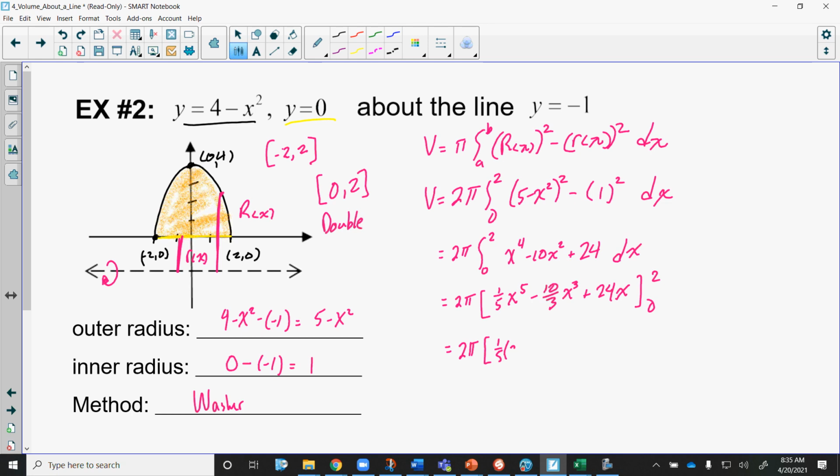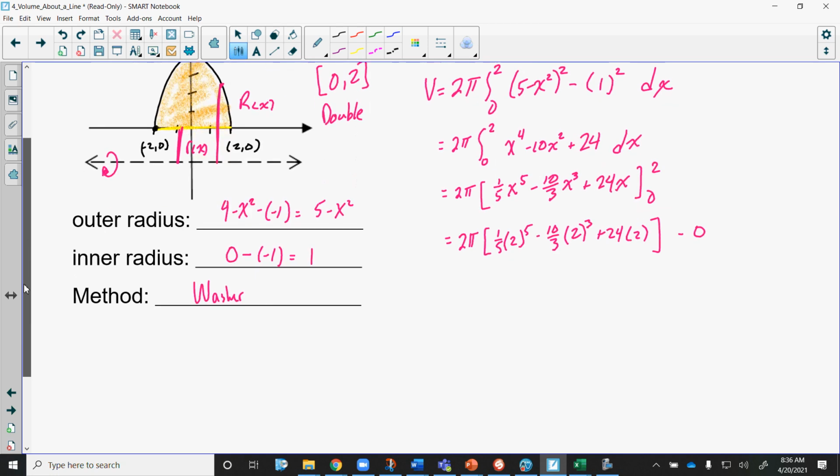1/5, 2 to the 5th, minus 10/3 times 2 cubed, plus 24 times 2. And again, the rest, we're just substituting 0, so technically you can say we're going to subtract 0, but to me, it's not worth doing the substitution for. It's not worth writing that down. And let's see what we get here.